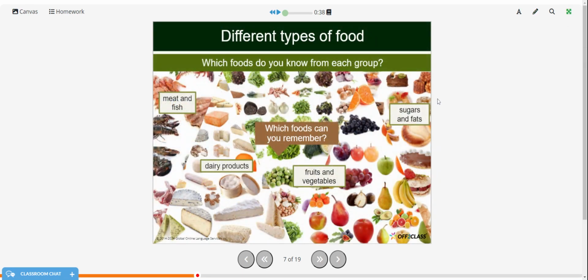All right, so which foods do you know from each group? So meat and fish, dairy products, fruits and vegetables, sugars and fats. So let's listen. Bread, egg, so bread. Bread probably goes into sugar and fat. Okay.